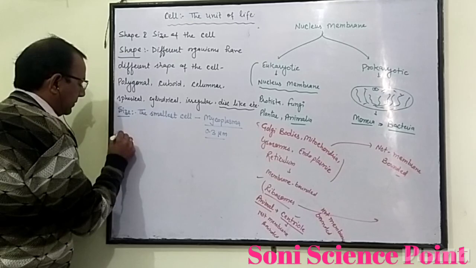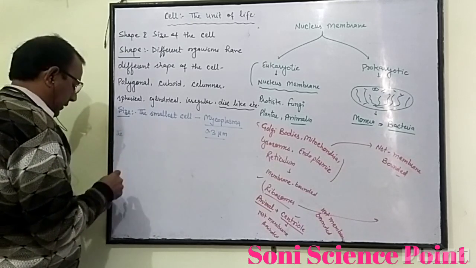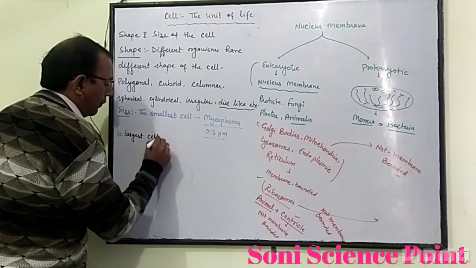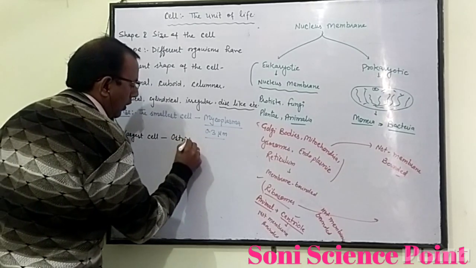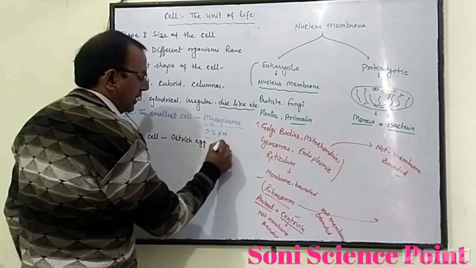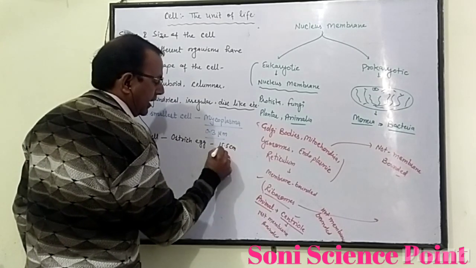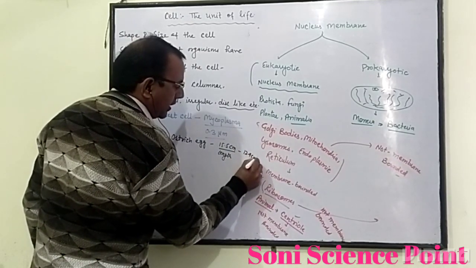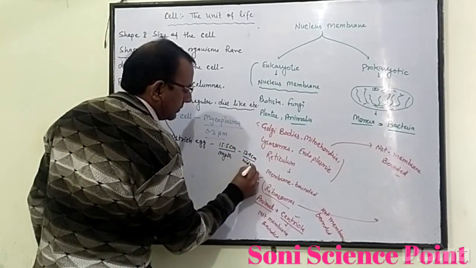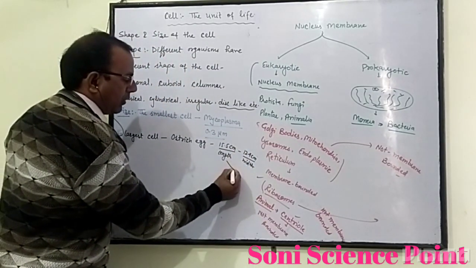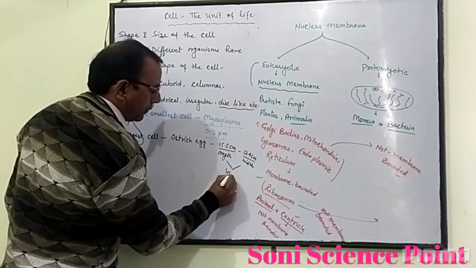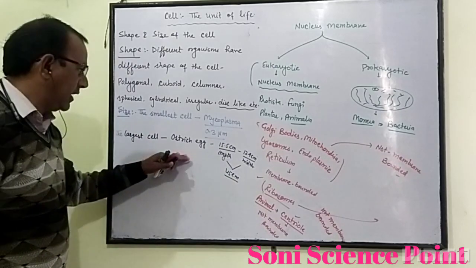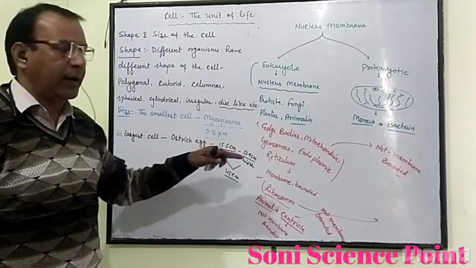The largest cell is the ostrich egg, which is nearly 15.5 centimeter in length and 12.9 centimeter in width. And if we calculate the circumference, it is 45 centimeter. So we can say that the largest cell is the ostrich egg and the smallest cell is mycoplasma.